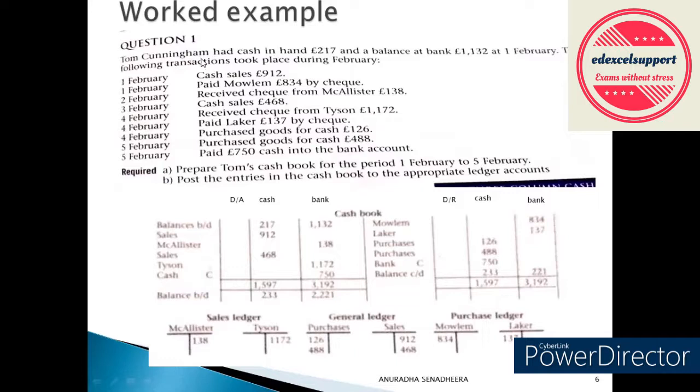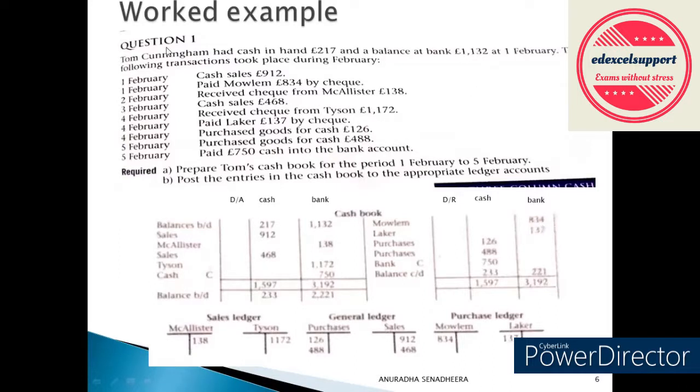Now in this case, you can see there's cash in hand. The cash balance at the beginning is 217 and the bank balance of 1,132 is there. So what you have to do is write balance brought down. It's not negative or credit, it's not a bank OD, so cash will be plus. Balance brought down in the cash column is 217, and in the bank column the amount is 1,132. If it is mentioned here as bank OD, it should go to the credit side. Remember.